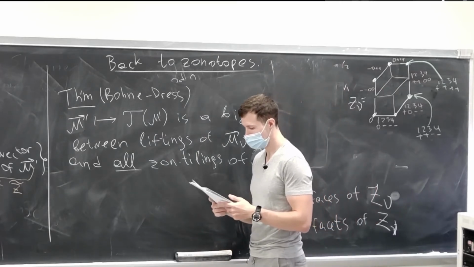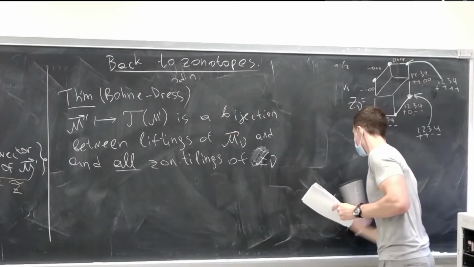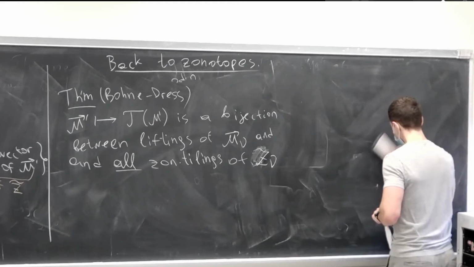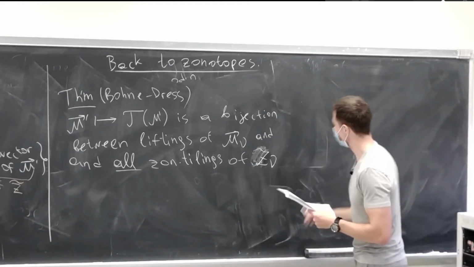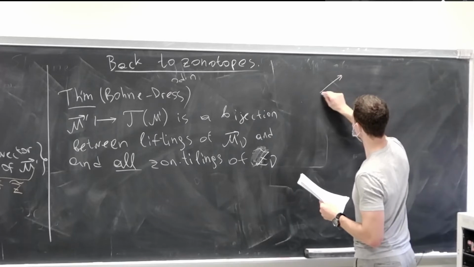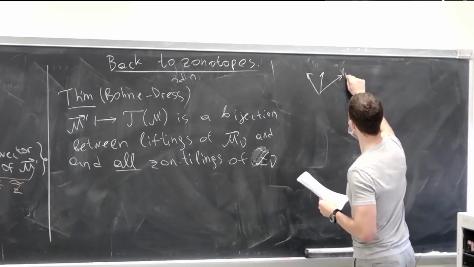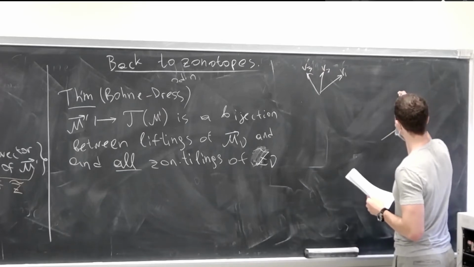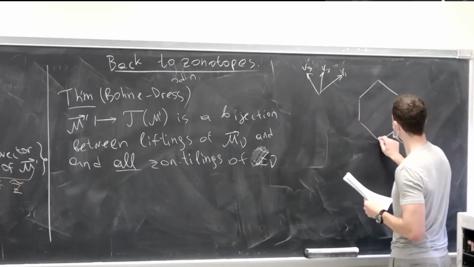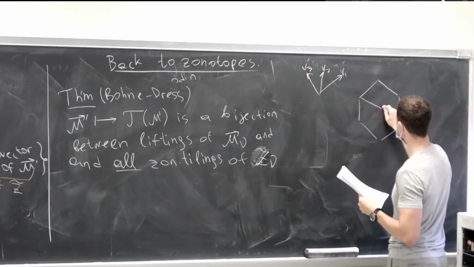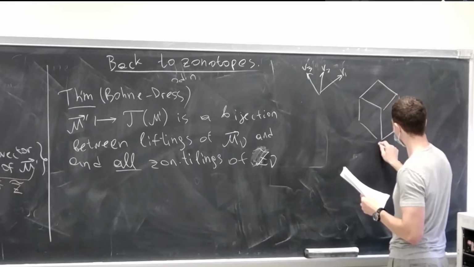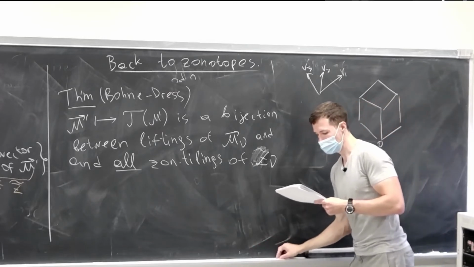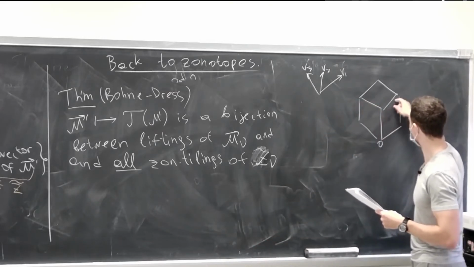So let me try a simple example. Let's say I take a vector configuration which looks like this: v1, v2, v3. Let's say I take the corresponding zonotope, and let's say I choose some zonotopal tiling. And here's the origin, and maybe you can tell me what's the sign vector for this tile here.